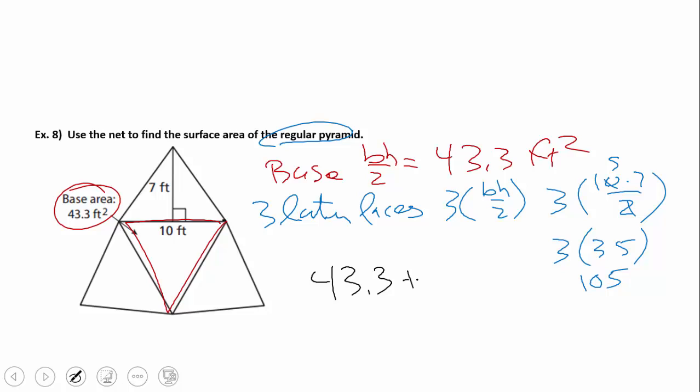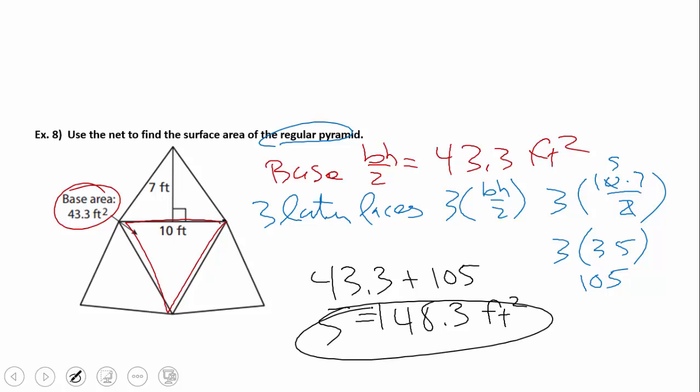Oh my heavens. 43.3 plus 105 gives us 148.3. And that's feet, and that's square. And that's the surface area of that pyramid.